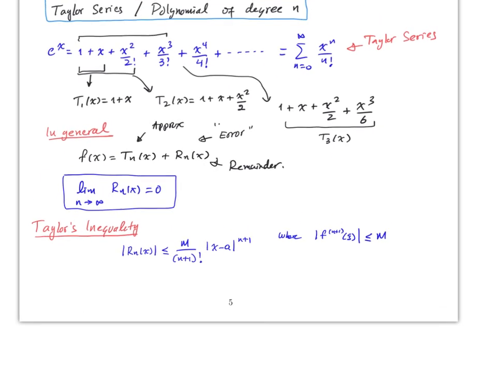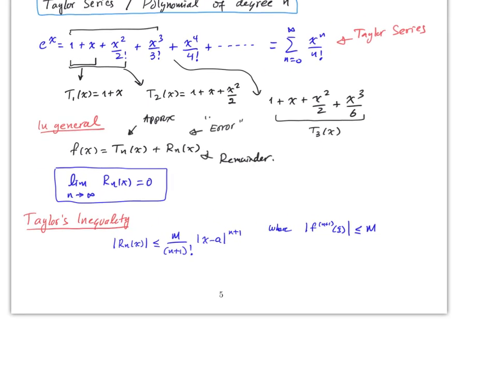And you look at this. This is what I was telling you. You have to look at the next value, which came from the (n plus 1) derivative. So if this is n, this will be n plus 1, and so forth. So this is the bound telling you what is the biggest error you can make.